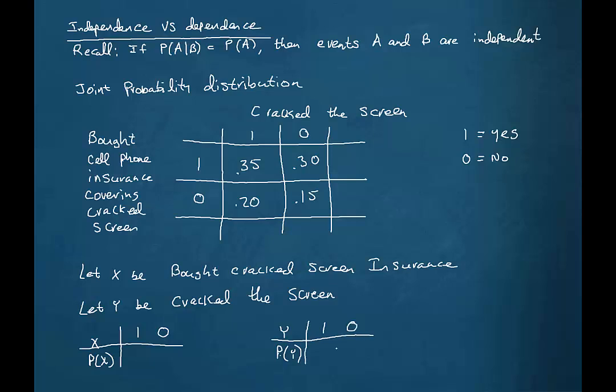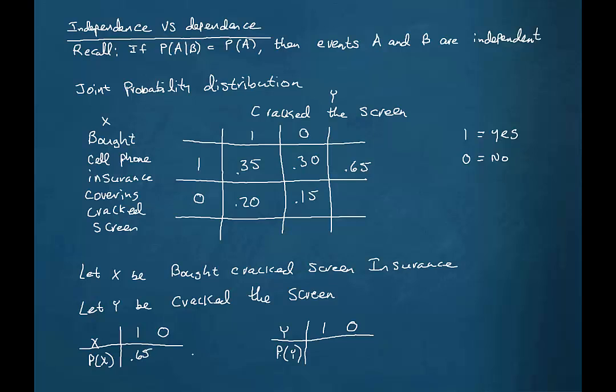We have the values of the random variable. So if we were to look at this then, X is here. X bought cell phone insurance covering cracked screen. Y is whether or not they cracked the screen. And the probability that X would equal 1 would be 0.65. Because here we have 0.35 of the people bought cell phone insurance and did crack their screen, and 0.3 bought cell phone insurance and didn't crack their screen, for a total then of 0.65.